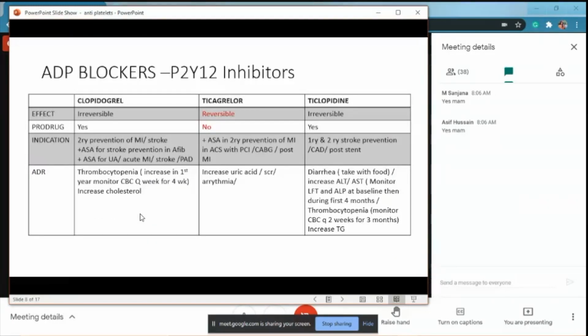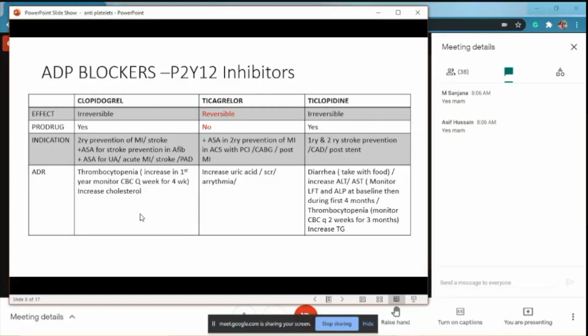Now let's move on to ADP blockers, also known as P2Y12 inhibitors. ADP stands for adenosine diphosphate, right? So here I put a table to show the difference between three drugs. The most commonly available medications in this class are clopidogrel, ticagrelor, and ticlopidine. Okay, so the effect is here.